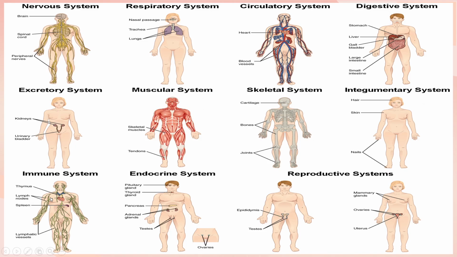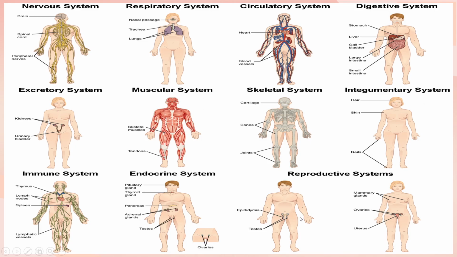Then endocrine system. As we know, the endocrine system contains endocrine glands. Okay, so the main gland of the endocrine system is the pituitary gland, then thyroid gland, pancreas, adrenal gland, testes, and ovaries are the glands of the endocrine system. Then last is the reproductive system. Okay, now the reproductive system in male and female is different. In male, epididymis, testes, penis, then vas deferens are the organs of the male reproductive system, whereas in female, mammary glands, ovaries, then uterus, vagina are the parts of the female reproductive system.